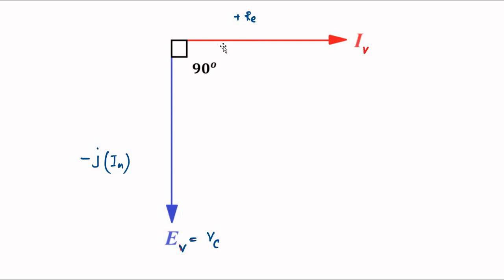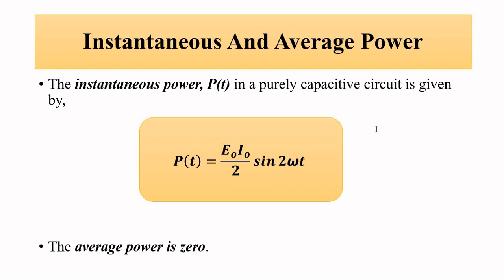So obviously the EMF, or the voltage drop across the capacitor, is lagging behind the current by 90 degrees. Okay, so then we have the instantaneous and average power. The instantaneous power in a purely capacitive circuit is represented by the product of the time varying EMF and the time varying current, which is expressed as this.